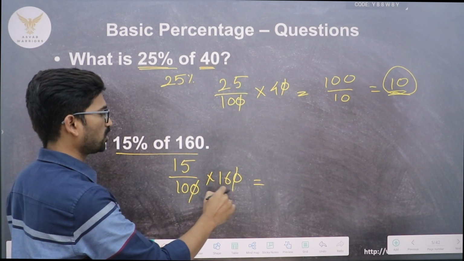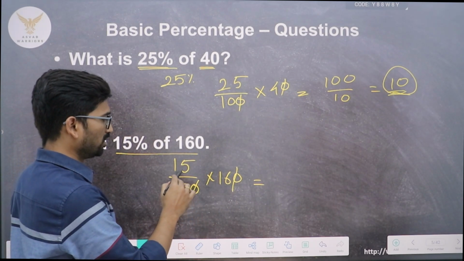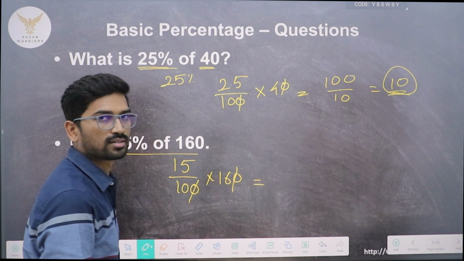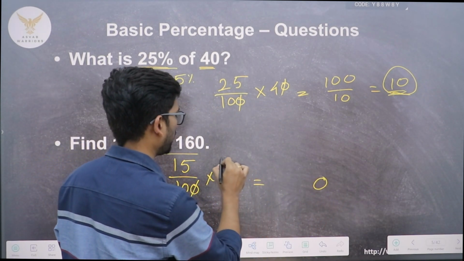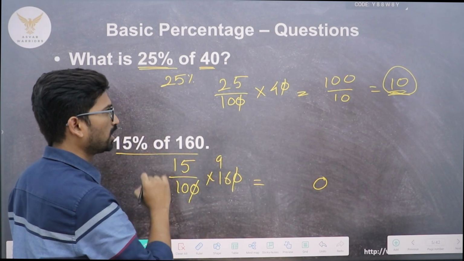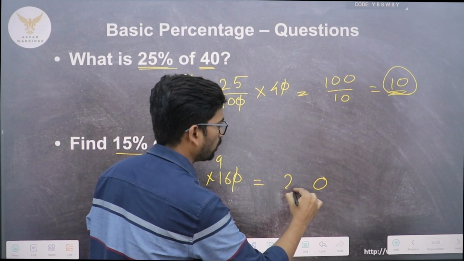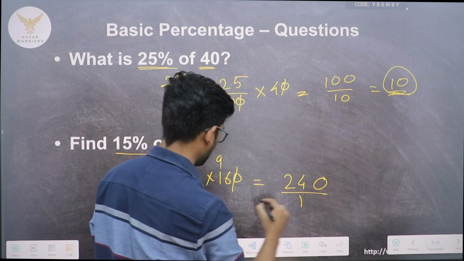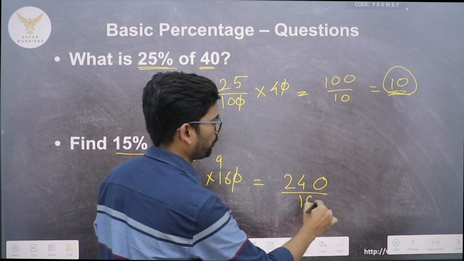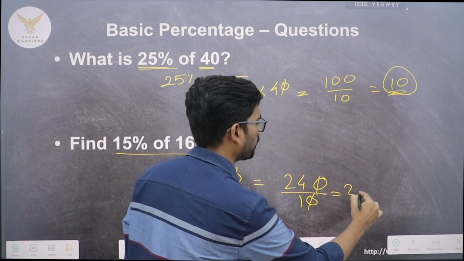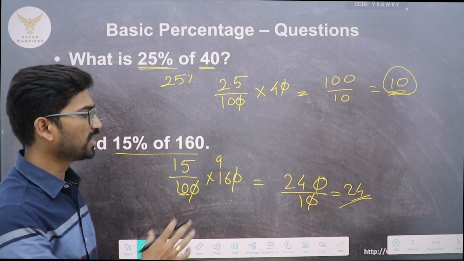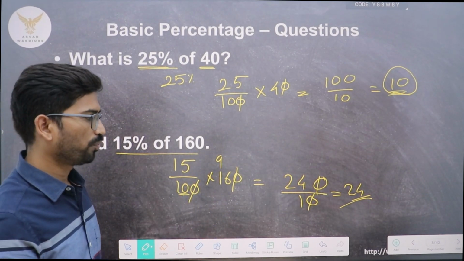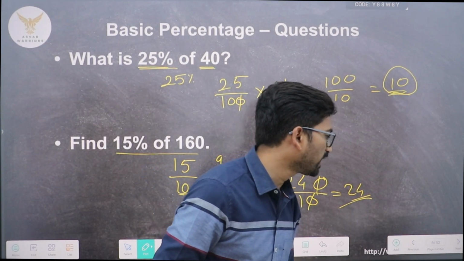So 0 and 0 gets cancelled. 15 times 60. So 15 6s are 90, carry 9. 15 ones are 15, plus 9 is 24, divided by this 10. So again 0 0 gets cancelled, we get our answer as 24. So 15% of 160 is 24. Again we will see some similar examples.